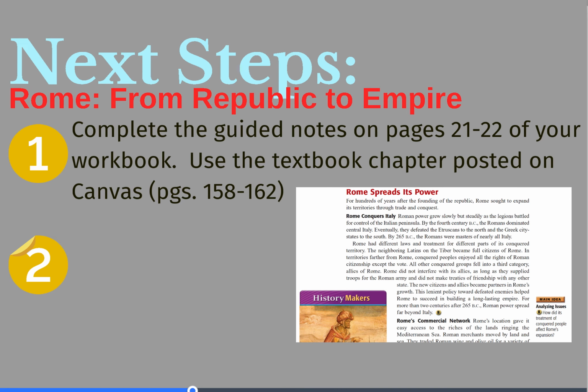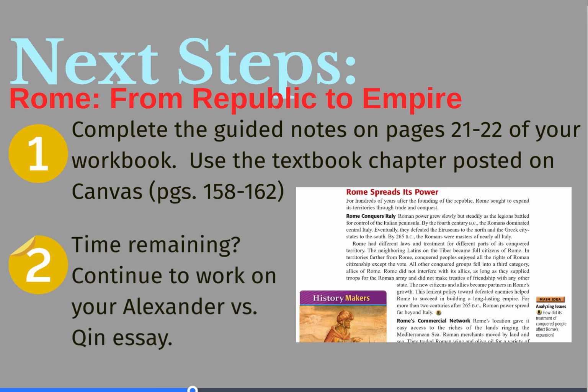Go ahead and get started on your homework tonight. Complete the guided notes on pages 21 and 22 of your workbook. And like I mentioned, you're going to use the textbook chapter that's posted on Canvas. Just head to the calendar on our homepage, find our date, October 2nd, and you'll see a link there to the textbook chapter. If you do have time in class, if you're done with that, you could always continue to work on your Alexander versus Chin essay. Open up a new Google Doc and get started.